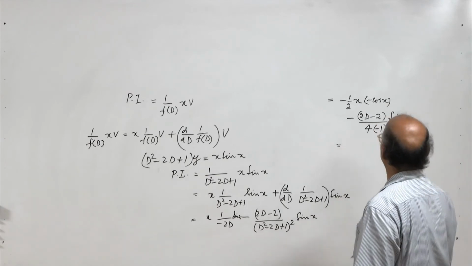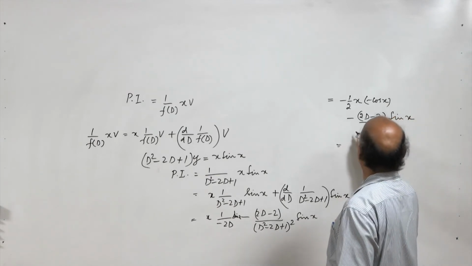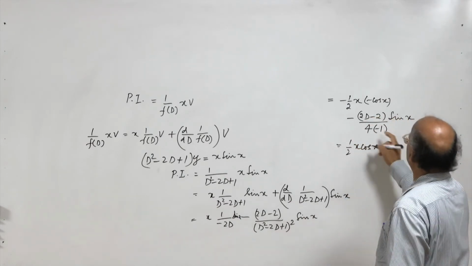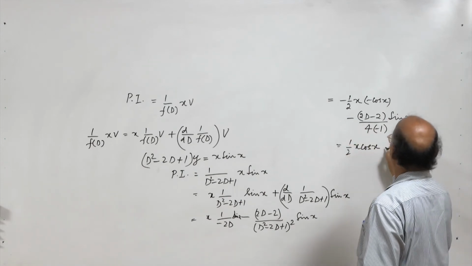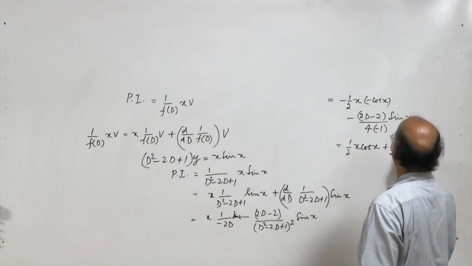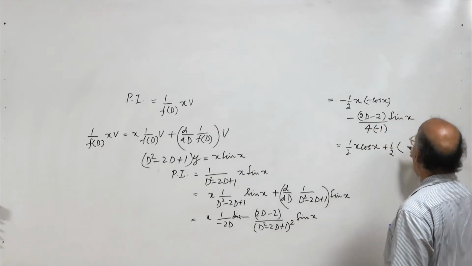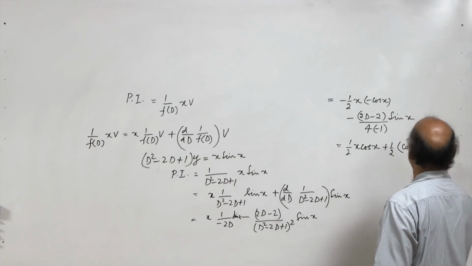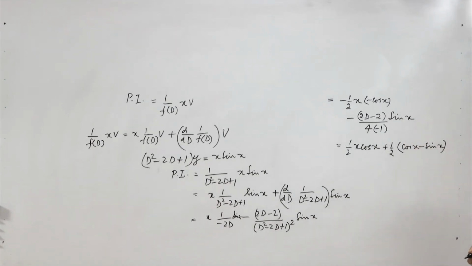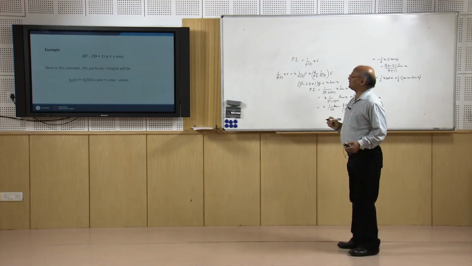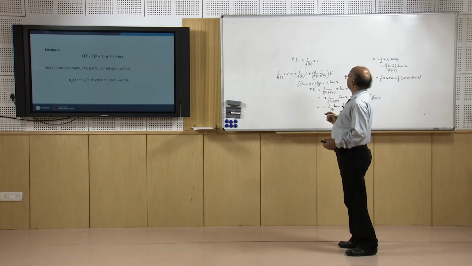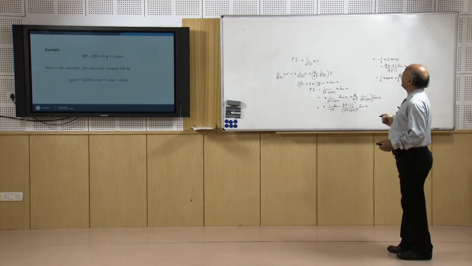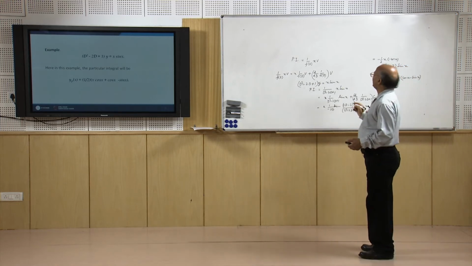and this will then be equal to 1 by 2 x cos x, and minus minus becomes plus, 2D. So, 1 by 2, and then D minus 1 will operate on sin x, will give you cos x minus sin x. So, this is the particular integral in this case. Now, this formula is generally avoided because of the complexity of this formula. We use an alternate method to determine the particular integral in case of functions where we have x into V.